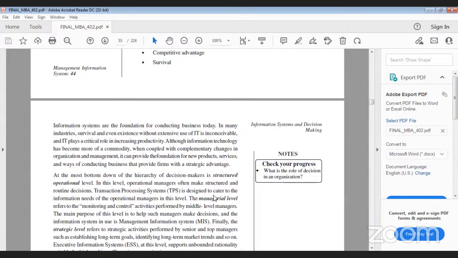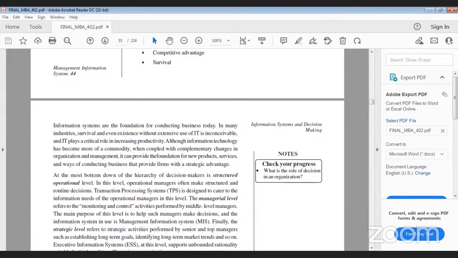Although information technology has become more of a commodity than a profile and completely changes organizations and management, it can provide the foundations for new products, services, and ways of conducting business, providing firms with a strategic advantage.